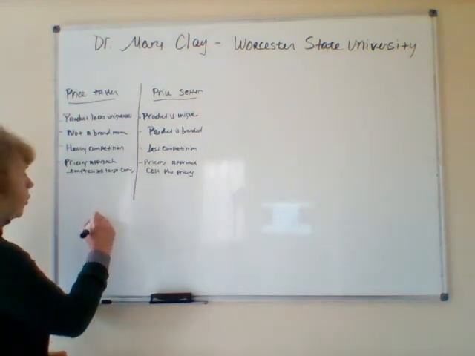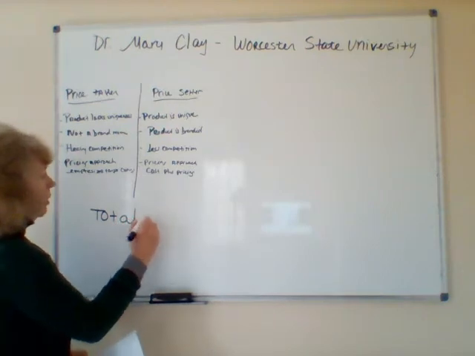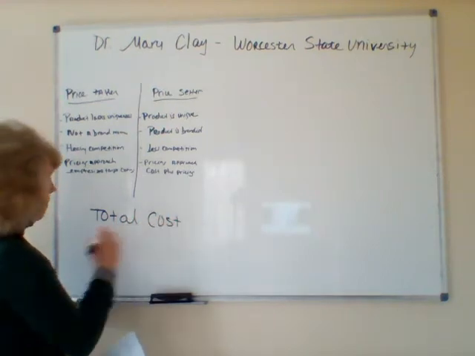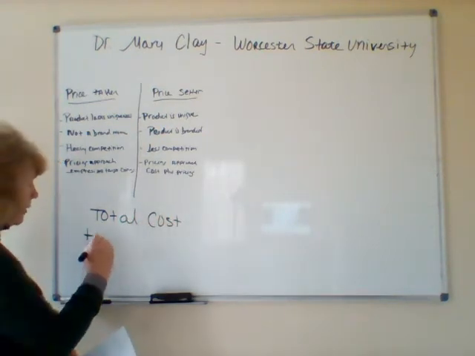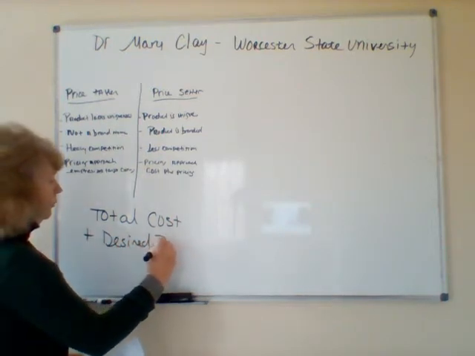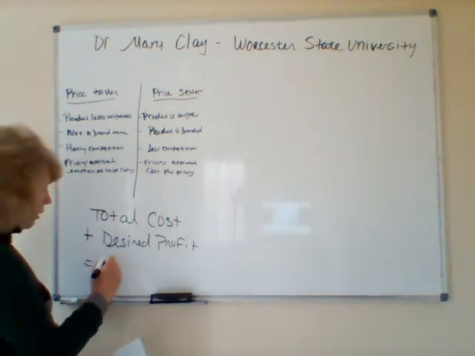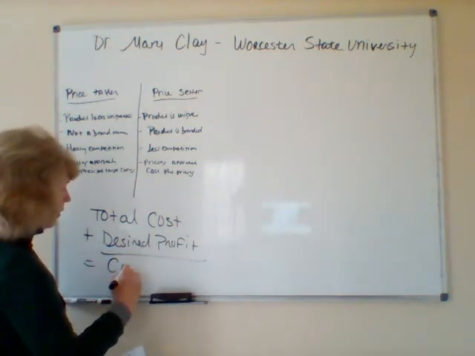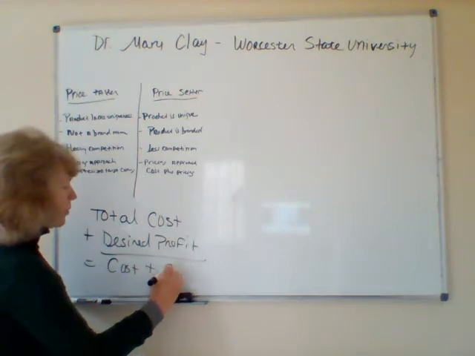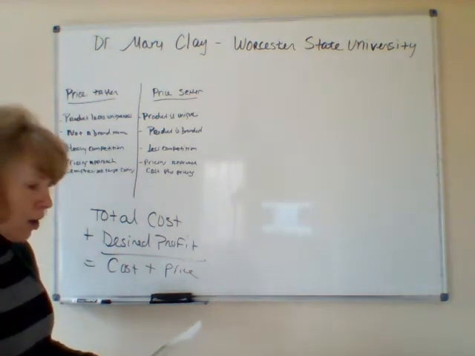All right, so here's how we're going to do this. We're going to take total cost plus the desired profit, and that will equal the cost plus price. Okay? All right, so let's look at this problem.